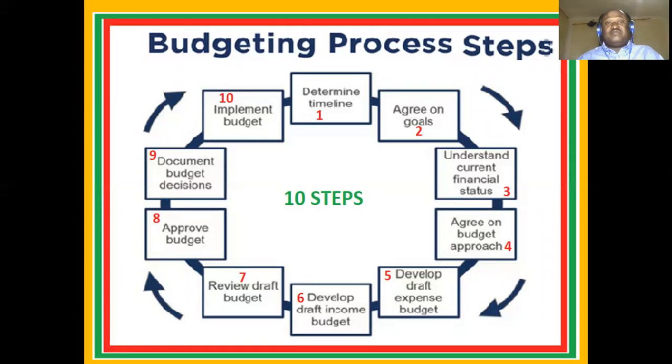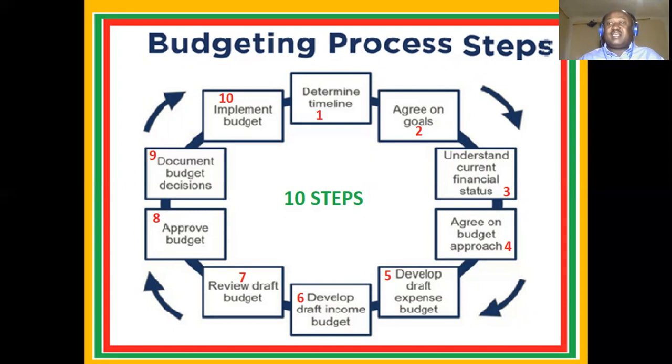Here is a summary of the budgeting process in steps. We have basically 10 steps in our study here, starting from 1, determine timeline. How shall we actually schedule our budget in terms of time? We associate every cost with a given time. 2, we agree on our goals. What are we set to achieve in our project? That is step number 2 in our budgeting process.